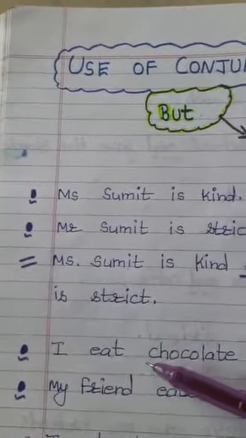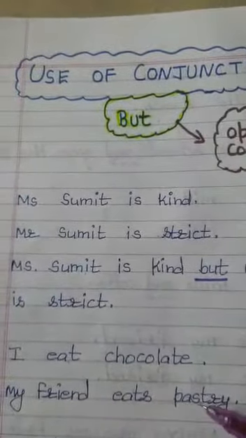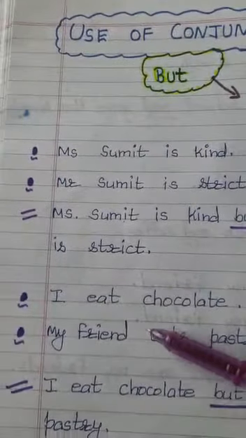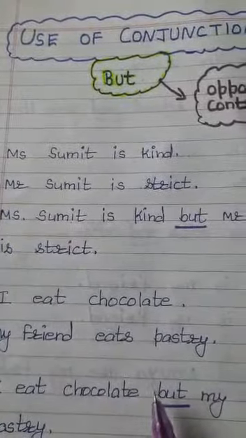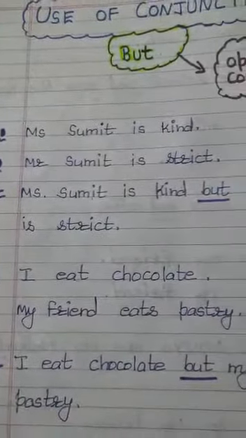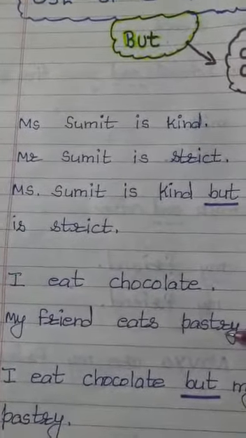In the second example, I eat chocolate. My friend eats pastry. Now, if we are combining both the sentences, how do we do? I eat chocolate but my friend eats pastry. मैं चॉकलेट खाता हूँ बट लेकिन मेरा फ्रेंड पेस्ट्री खाता है.